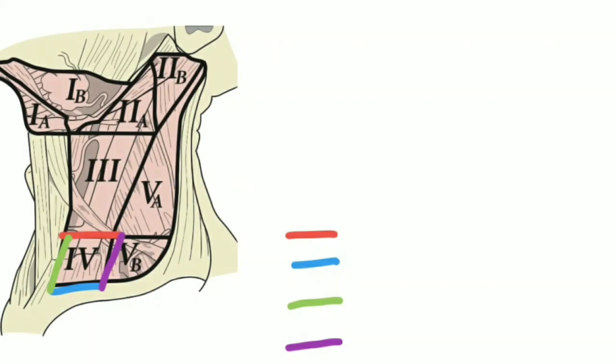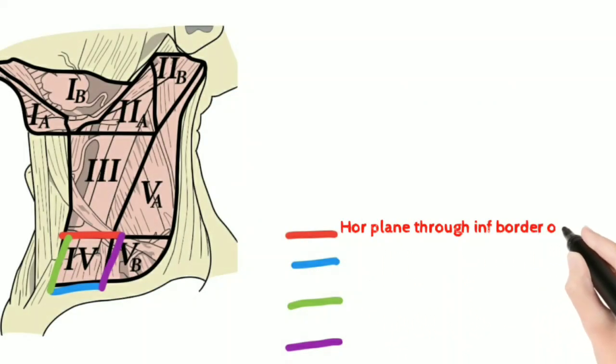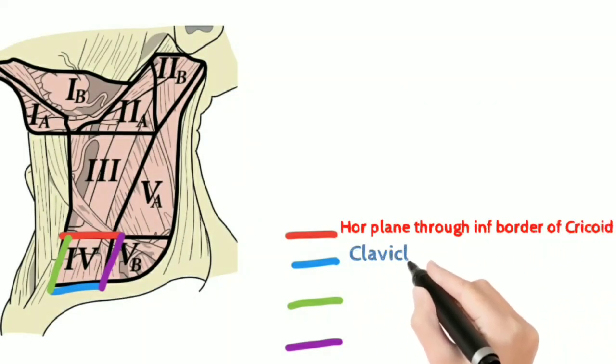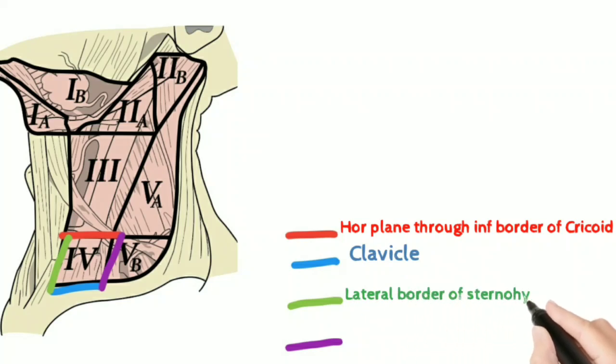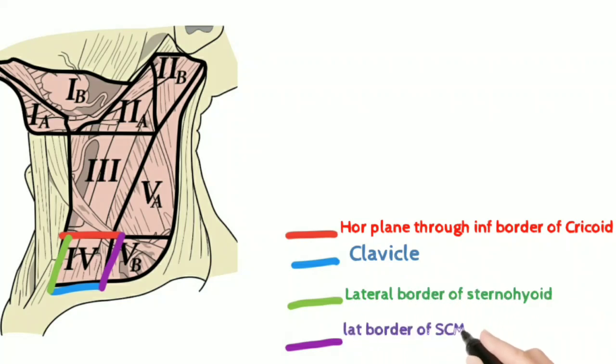So let's look at the picture. Superiorly by a horizontal plane passing through the inferior border of the cricoid cartilage, inferiorly by the clavicle, medially by the lateral border of sternohyoid, and laterally by the lateral border of sternocleidomastoid.